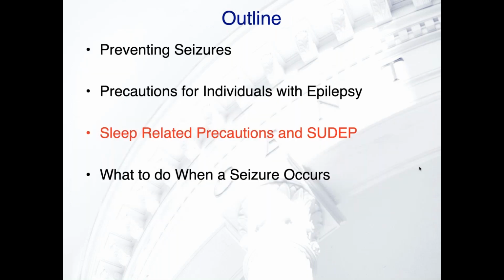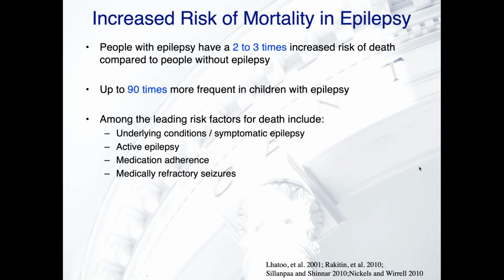The next section of the talk, I'm going to focus in on sleep-related precautions and SUDEP. So people with epilepsy have an increased risk for mortality, and that increased risk is about 2 to 3 times higher than someone who doesn't have epilepsy. If you look specifically at children, in some age ranges, children with epilepsy have a 90-fold increase in a risk for mortality than people without epilepsy.